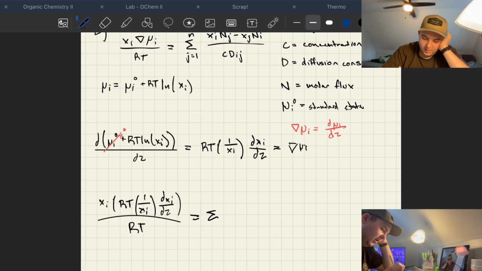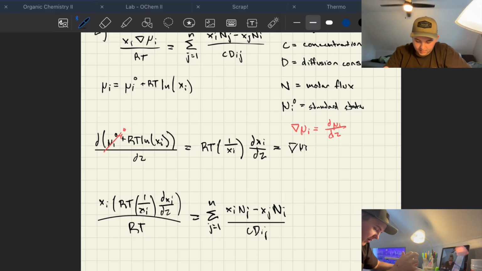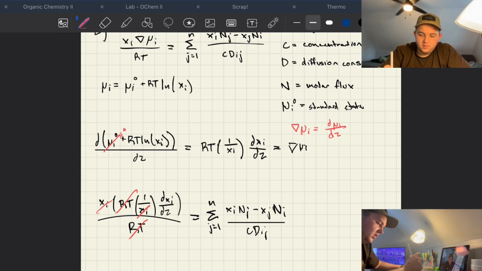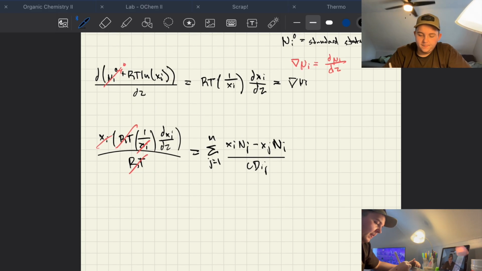Summation, j equals 1, and then xi j minus xj i. Good, looks good. So when I was writing the list, you can notice these cancel, all those cancel, so we would just be left with dxi dz on the left.